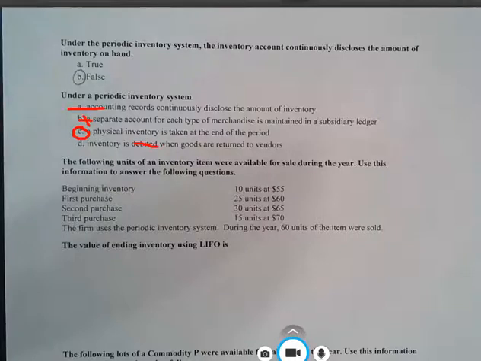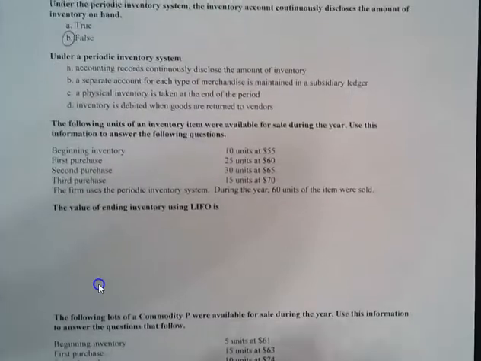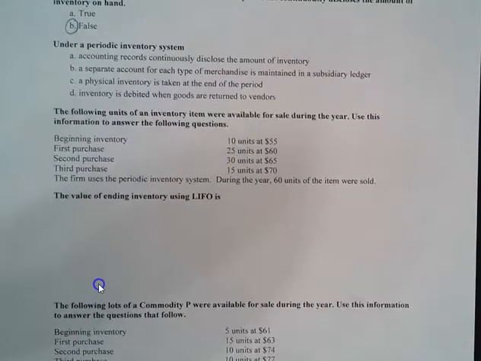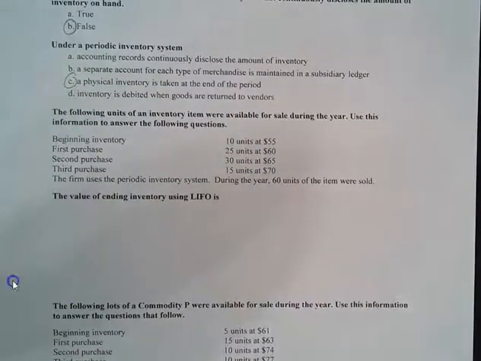Okay, let's see what else we have here. Let's move this up just a bit. I'm going to go ahead and circle choice C so we have it. It says the following units of an inventory item, just some item, were available for sale during the year. Use this information to answer the following questions. I only see the value of ending inventory is what?